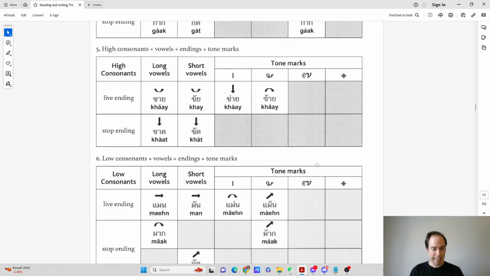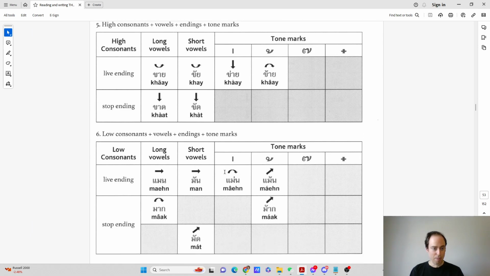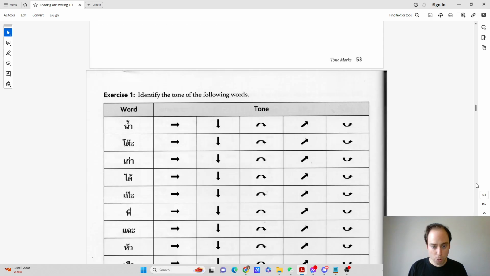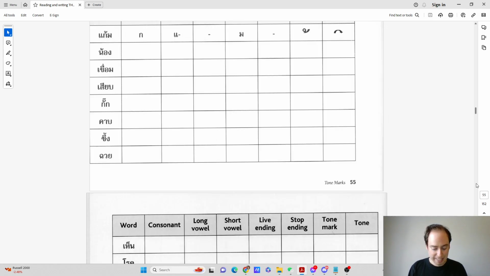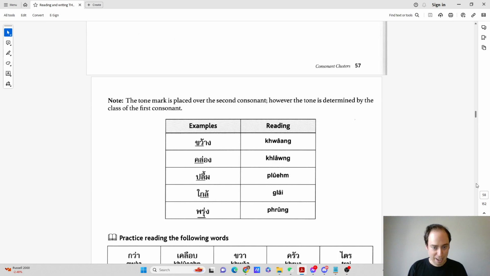basically it. And you can see that it can be very tricky because it depends on whether it's a high consonant, a low consonant, whether it's a live ending or stop ending. I mean, in the low consonant stop ending case, if it's a long vowel, then it becomes a falling tone, but if it's a short vowel, it becomes a high tone, right? So it's very tricky. You just have to memorize this set of rules, and that's just how it goes.